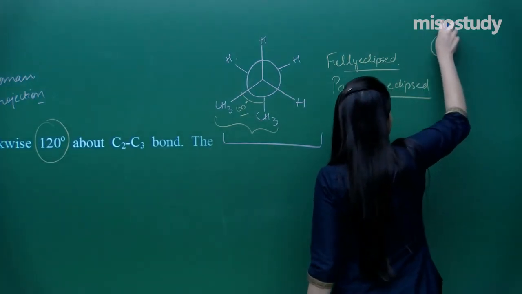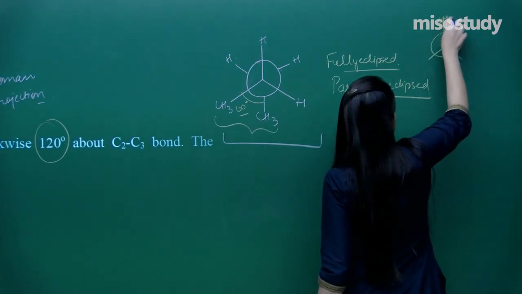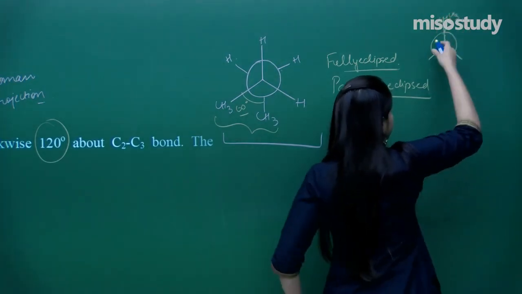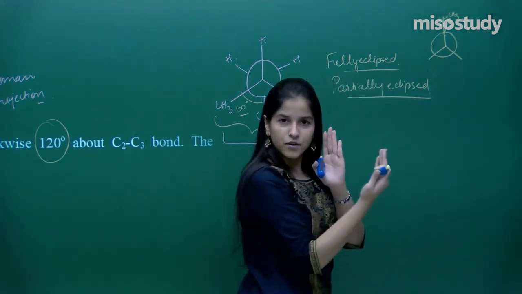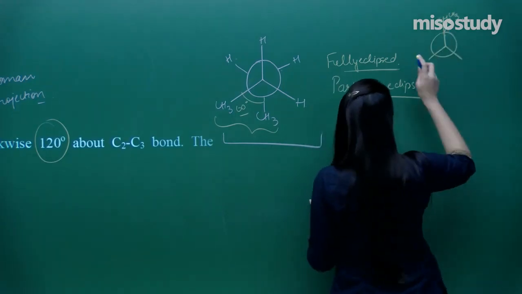Let me just draw that for you. If this is one CH3, and the other is parallel to it, that means they are lying next to or opposite to each other. So that is what fully eclipsed is.